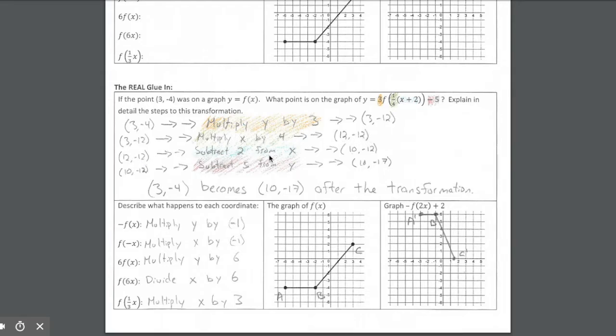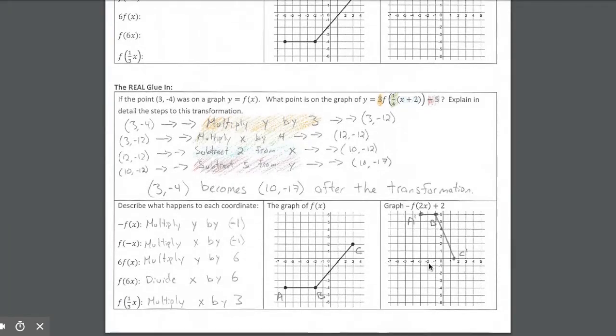Then I can do the shifts. So 12, -12, I subtract 2 from x. I get 10, -12. Take that coordinate, subtract 5 from y, I get 10, -17. It's a very numerical way of doing this transformation. And then I just write a summary statement. 3, -4 becomes 10, -17 after the transformation.